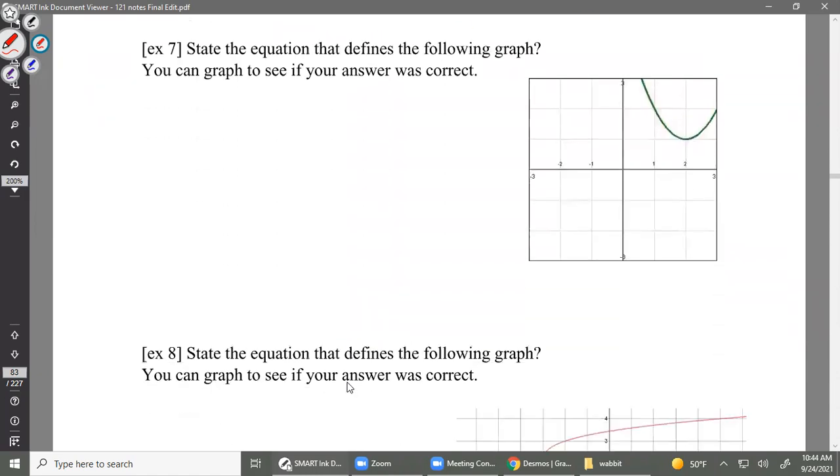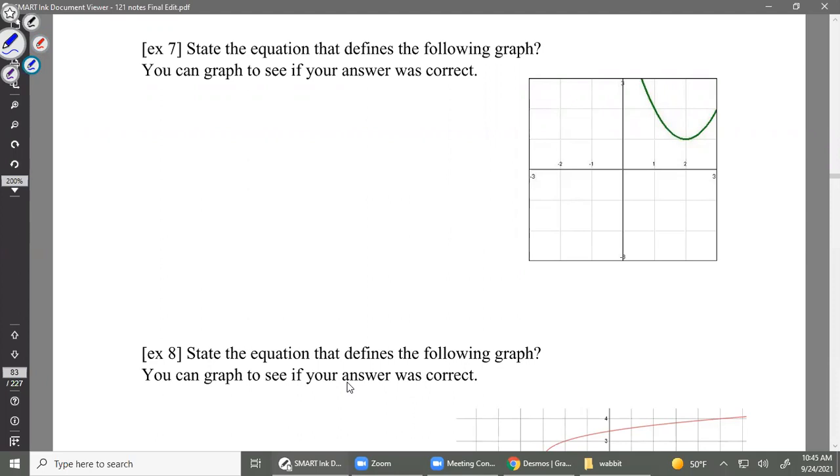Whew. Example 7. State the equation that defines the following graph. You can graph to see if your answer was correct. And the ones before, you can also graph in Desmos or on your graphing calculator just to double check, like, hey, this was my base function, did it move correctly? And if you're on a test, I very much suggest that you do that.